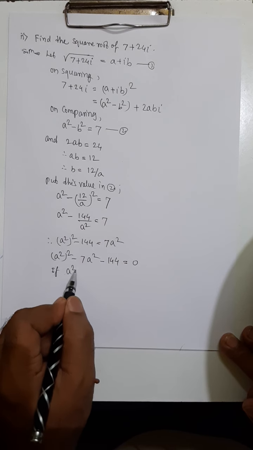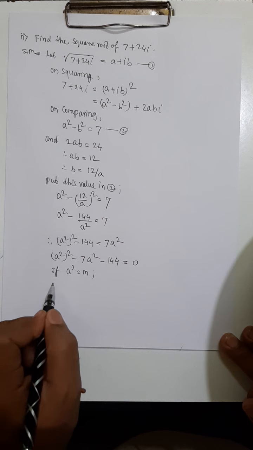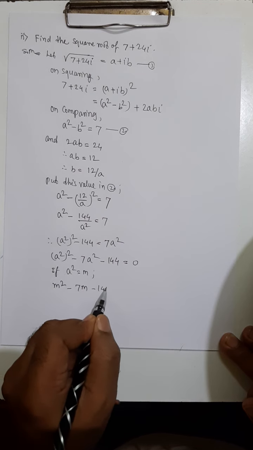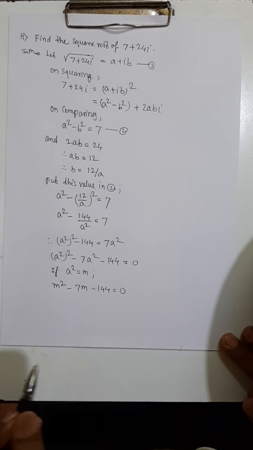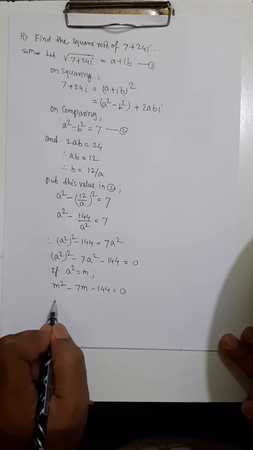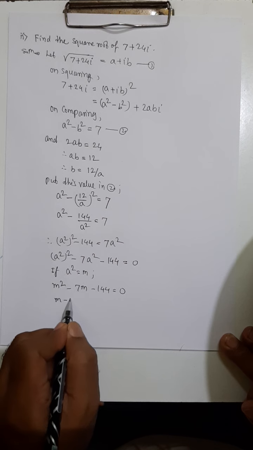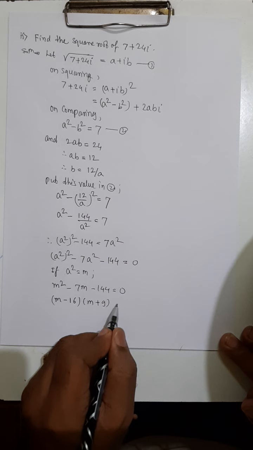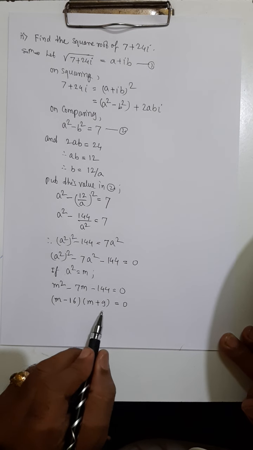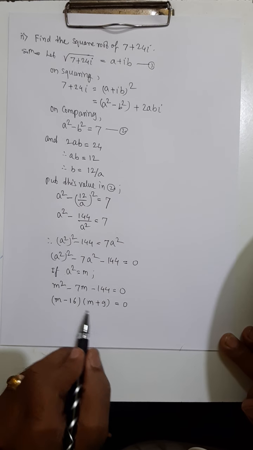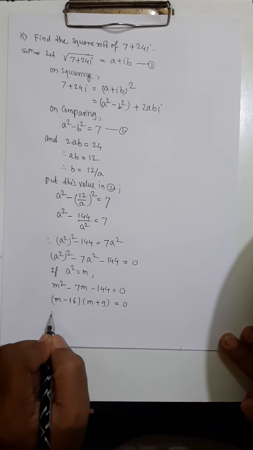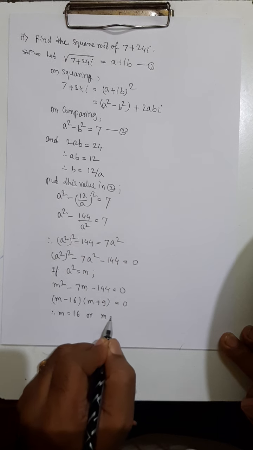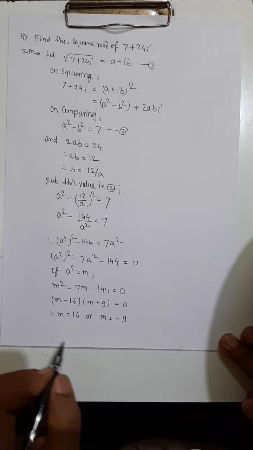If we write a square equal to m, so we get m square minus 7m minus 144 equal to 0, and this is a quadratic equation. We can factor this. Factors are m minus 16, m plus 9 is equal to 0. Minus 16 plus 9 minus 7, minus 16 into 9 minus 144, and this gives m equal to 16 or m equal to minus 9.